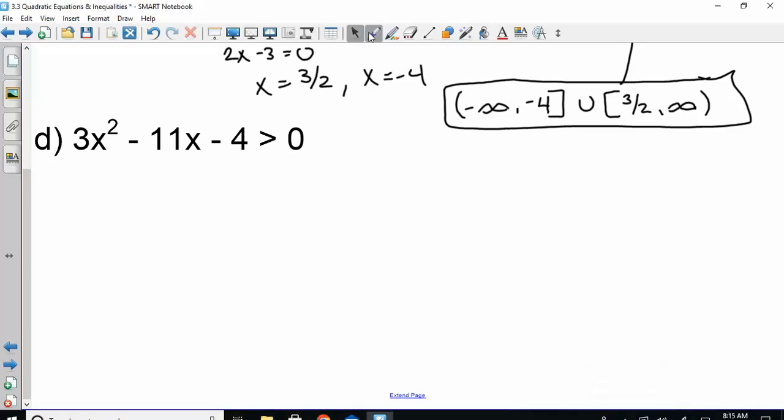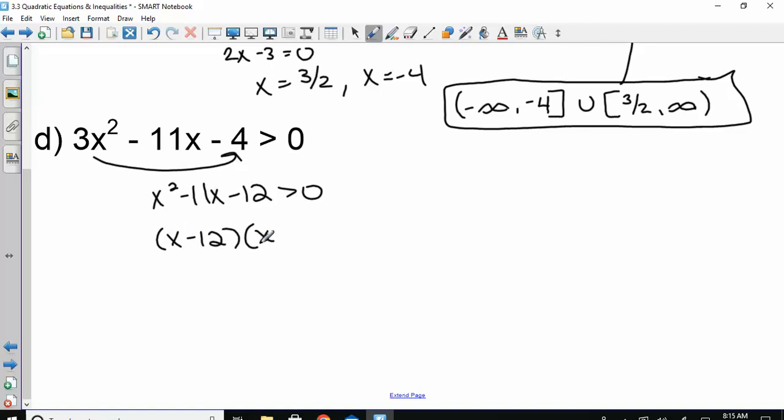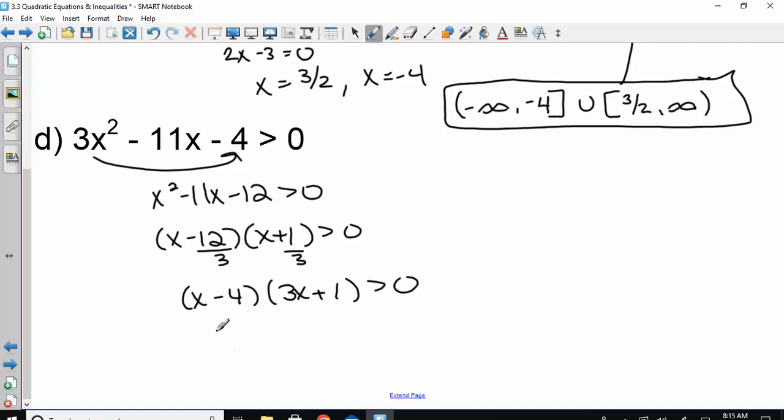All right, slip and slide. So that factors into x minus 12, x plus 1, but then what do you have to remember to do? Divide by 3. So you get x minus 4, 3x plus 1. So x equals a positive 4 and a negative 1/3.